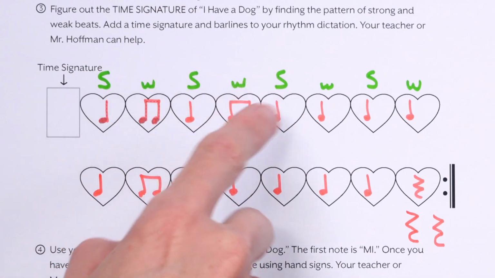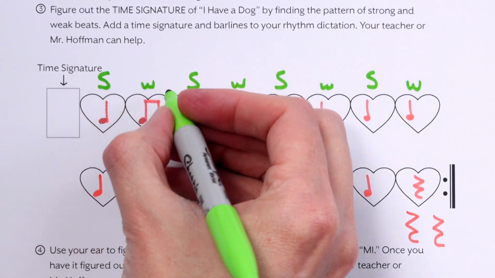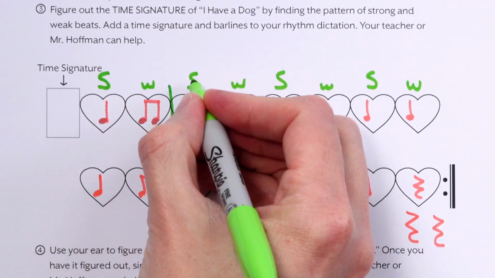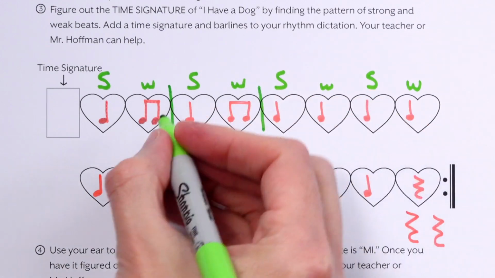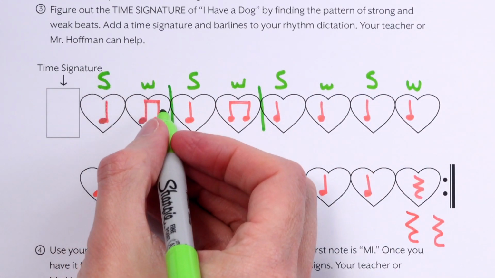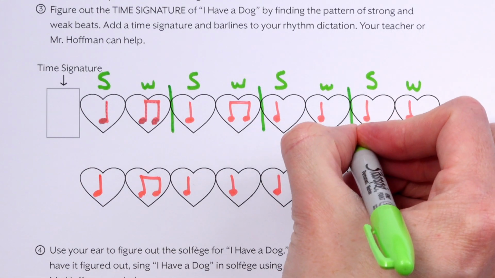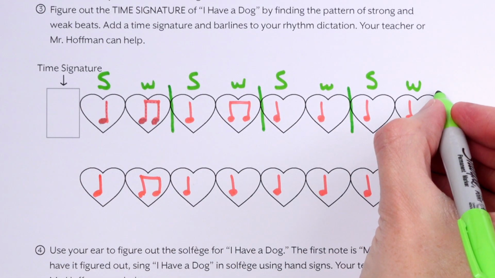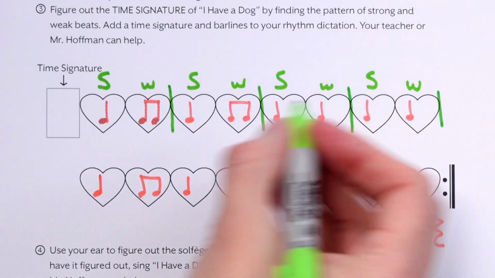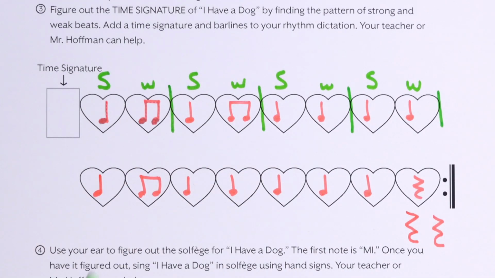Now, if this is true, remember we place a bar line right before all of the strong beats. A bar line tells us that one group of beats is finishing and the next strong is about to come. And then this bar line gets us ready for this new line down here.